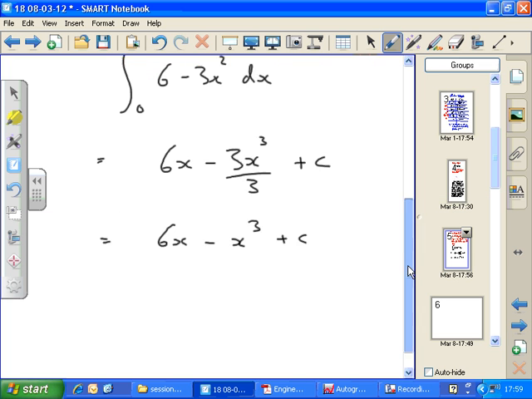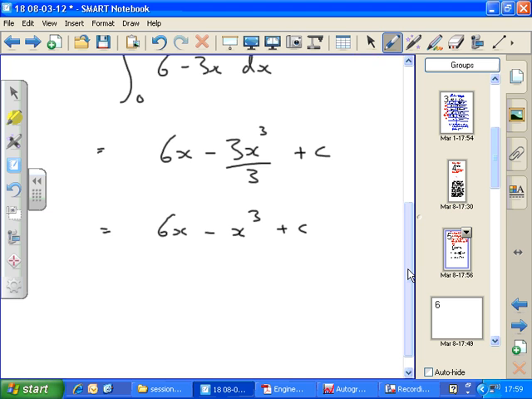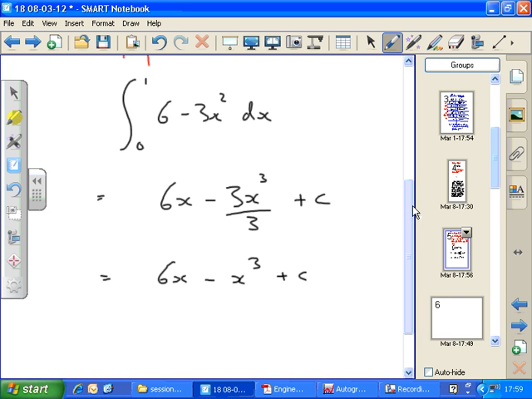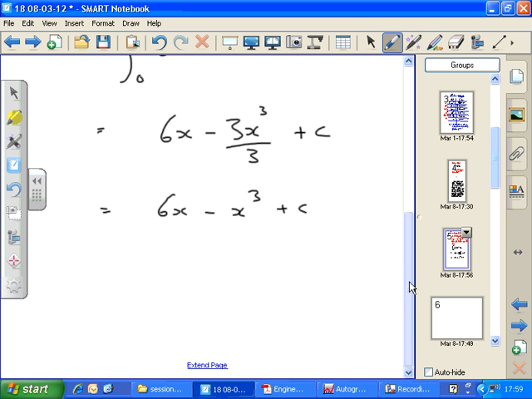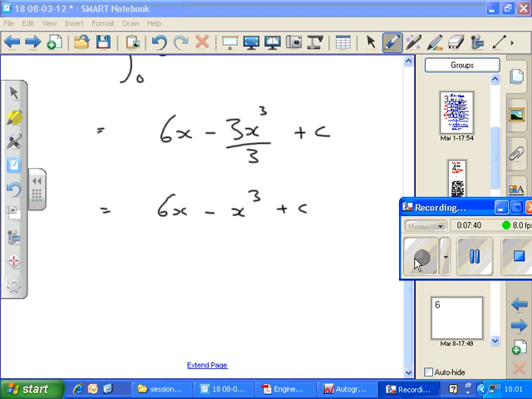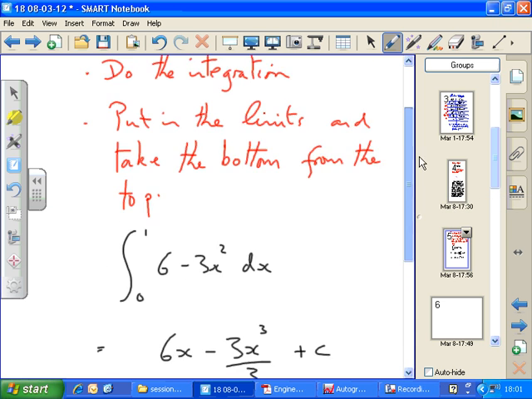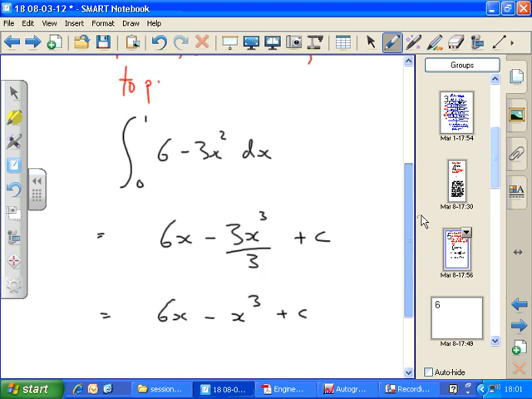So do the integral. 6 becomes 6x. 3x squared becomes 3x cubed over 3. Tidy up, cancelling 3's, and we end up with this. Not forgetting to add the constant of integration at the end. Now, we've done our integral, we're going to put the limits in, which is the second step in the process, remember.